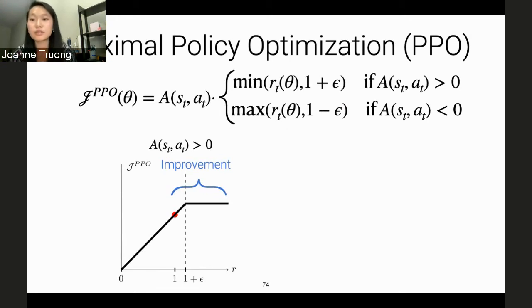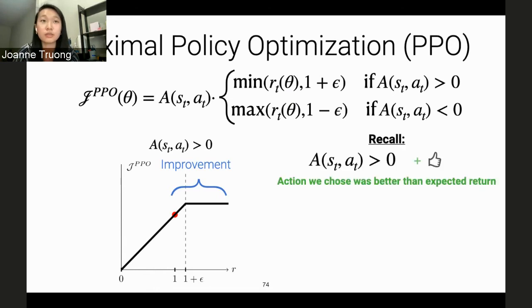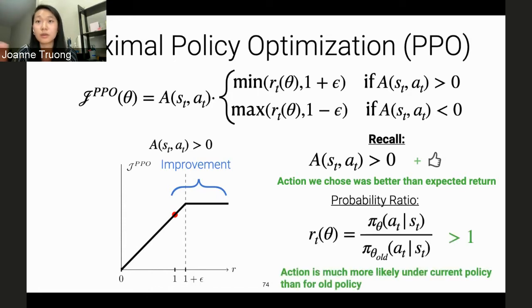To visualize this, we'll start with a case where the advantage is greater than 0. If we recall, having an advantage greater than 0 means that the action we chose was better than our expected return. Here the objective flattens out when the probability ratio gets too high. The probability ratio is really high when the action is more likely under the current policy than it was under the old policy. In this case, we don't want to update the policy too much, so we clip it to limit the gradient update.